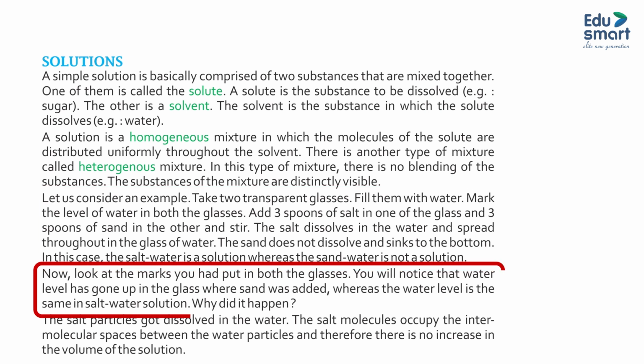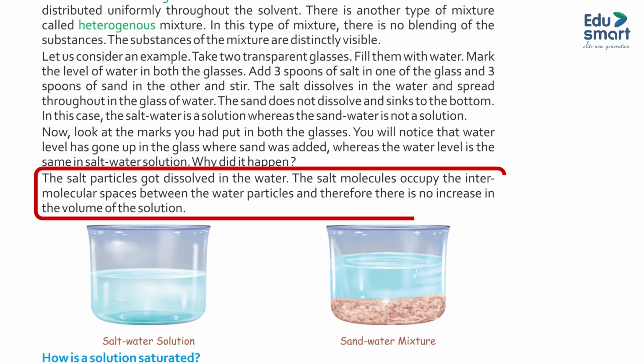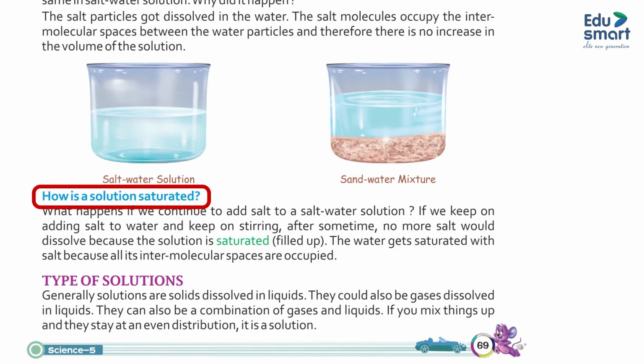Now look at the marks you had put in both the glasses. You will notice that the water level has gone up in the glass where sand was added, whereas the water level is the same in the salt water solution. Why did it happen? The salt particles got dissolved in the water. The salt molecules occupy the intermolecular spaces between the water particles, and therefore there is no increase in the volume of the solution. How does a solution become saturated?